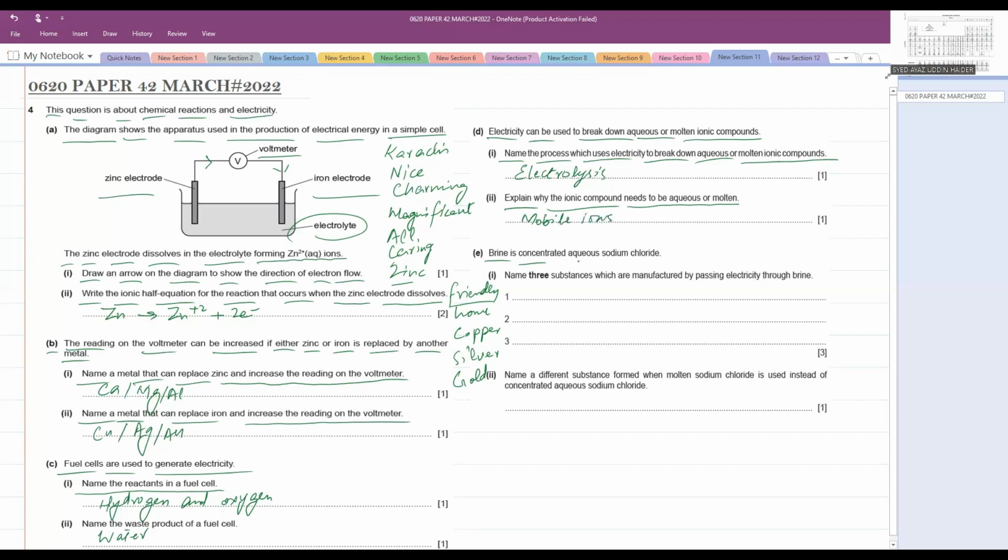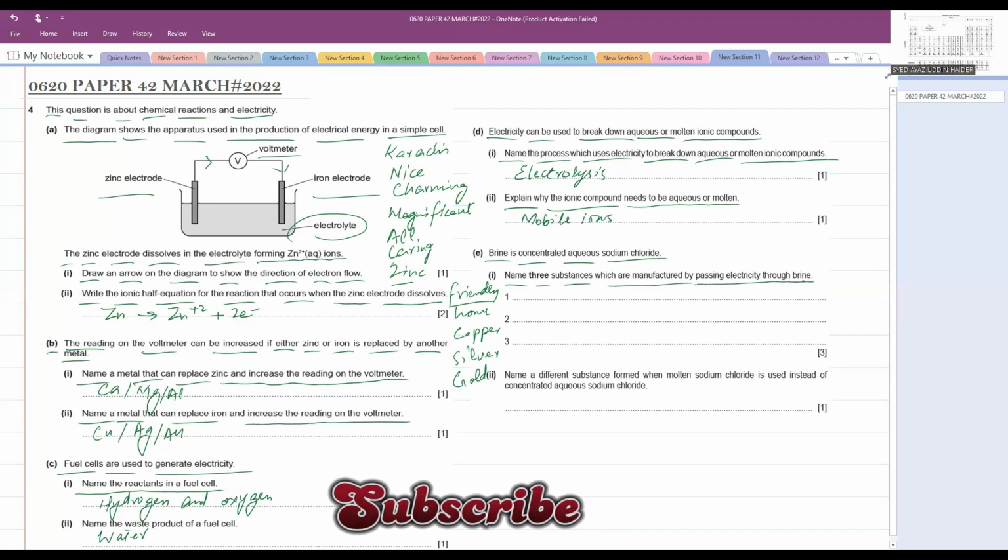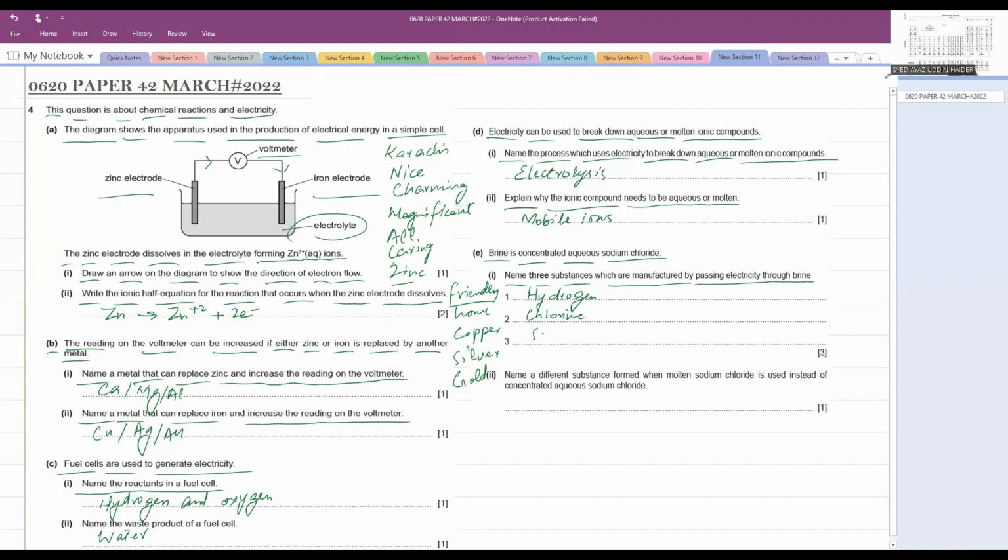Brine is concentrated aqueous sodium chloride. Name three substances which are manufactured by passing electricity through brine. It's very easy. We get hydrogen at the cathode as it is lower than sodium in the reactivity series. Chlorine because of the high concentration of chloride ions, and sodium hydroxide because of the sodium and hydroxide ions in the solution.